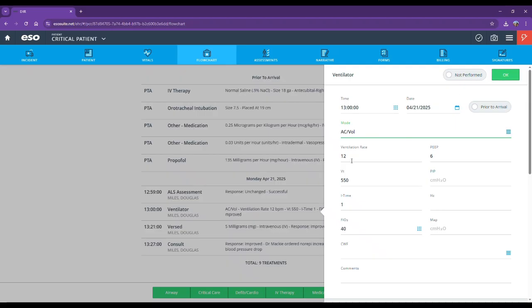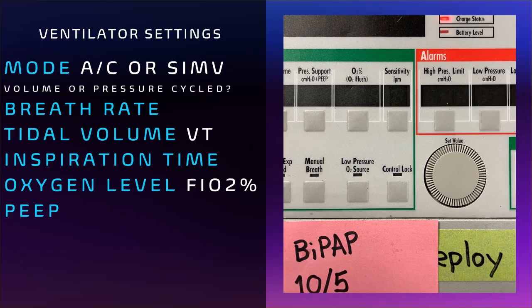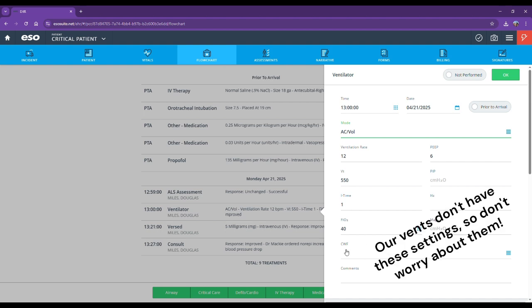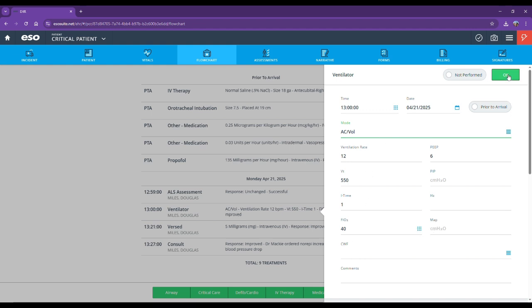And all your other vent settings, ventilation rate, PEEP, tidal volume, inspiratory time, and FiO2, or your oxygen concentration, are all in there. If you don't have a field, if you don't have a number like Hertz or the chest wiggle factor here, then don't worry about it. Just include your 6 ventilator settings.